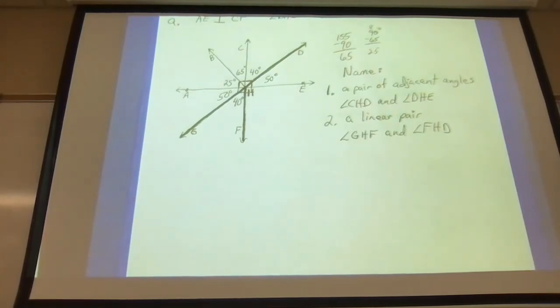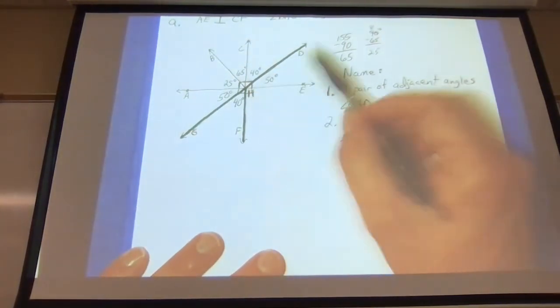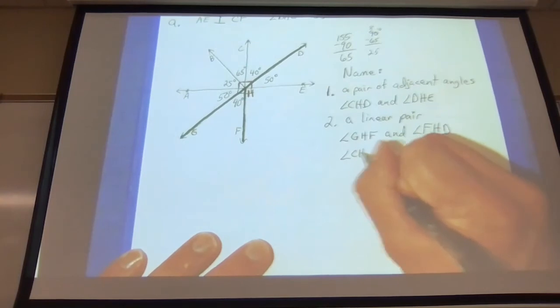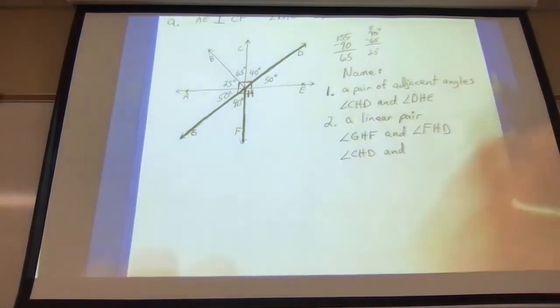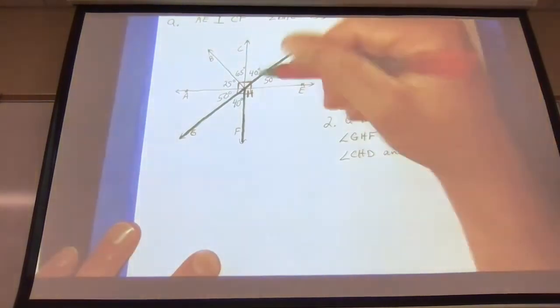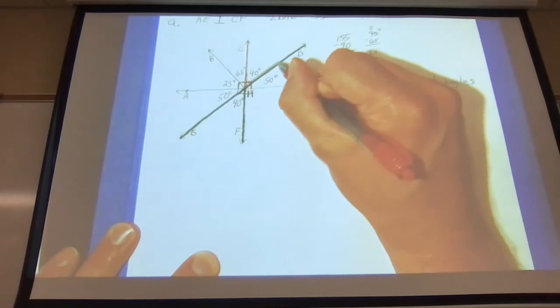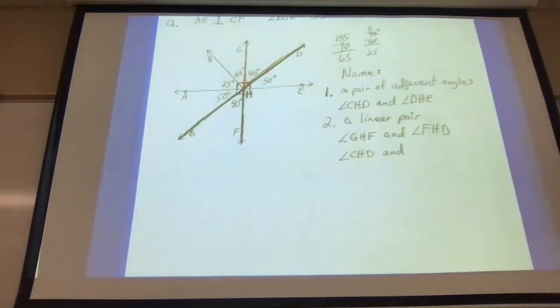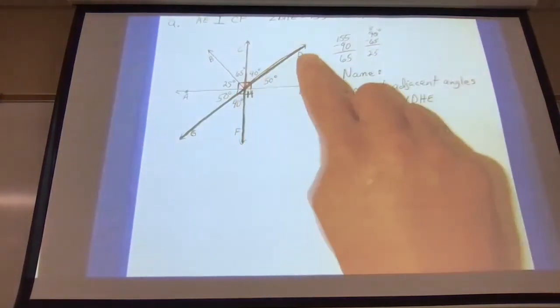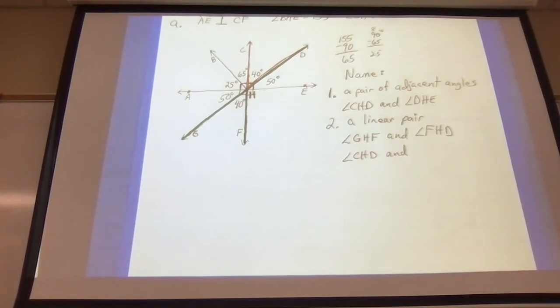Now, the linear pair can be hard to see sometimes, so let's try another one of those. Let's take angle CHD. I'm going to put this red. CHD is right here in red. There's actually two different answers that work here. Can anybody give me one of the angles we can put next to that red angle CHD to get a straight line?